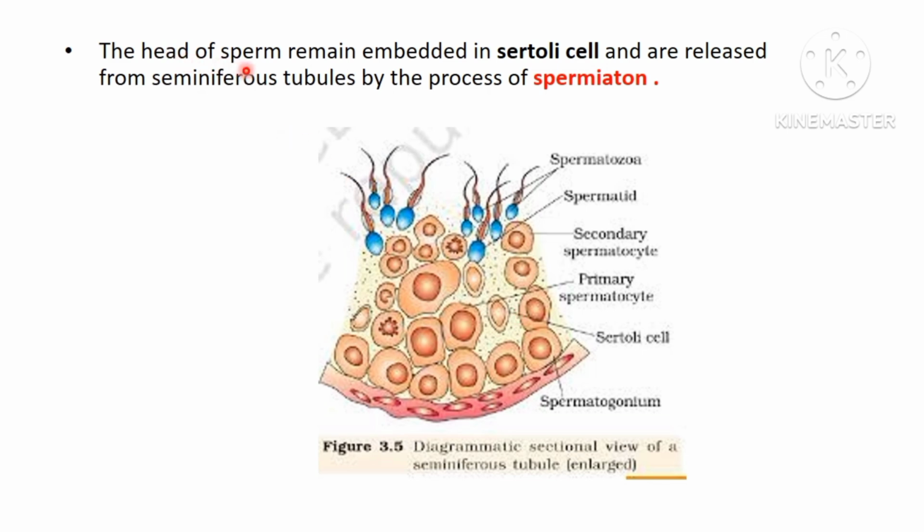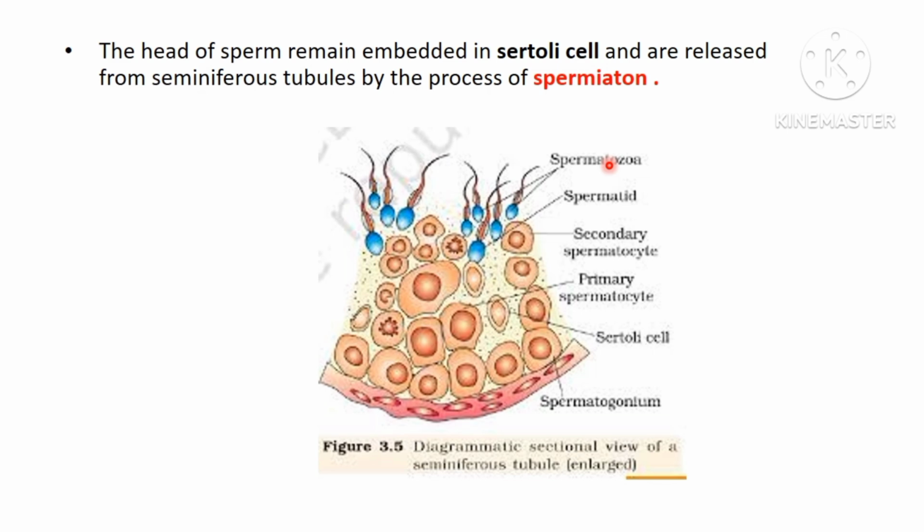The head of sperm remains embedded in Sertoli cells and is released from seminiferous tubules by the process of spermiation. Spermiation and spermiogenesis, these are two key words. Spermiation is the process of release of sperm head from the Sertoli cells inside the seminiferous tubules, and spermiogenesis is the formation of spermatozoa from spermatids. These are the two key words, spermiation and spermiogenesis.